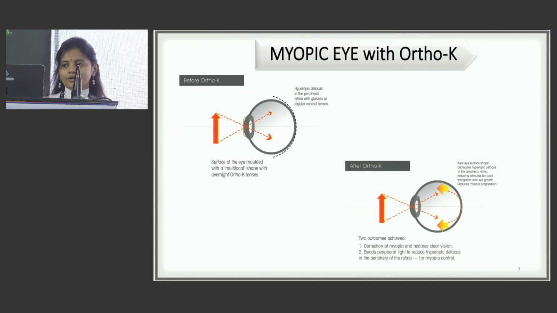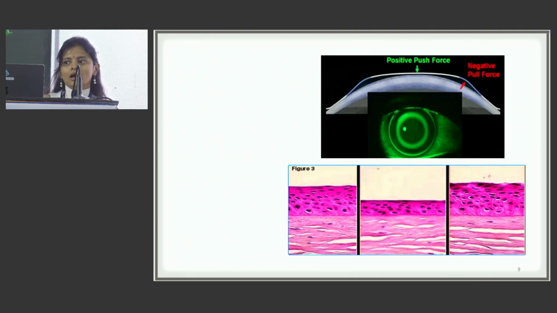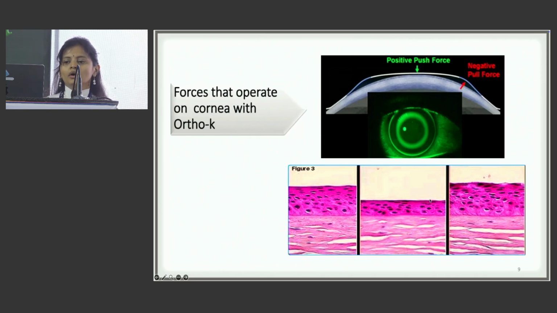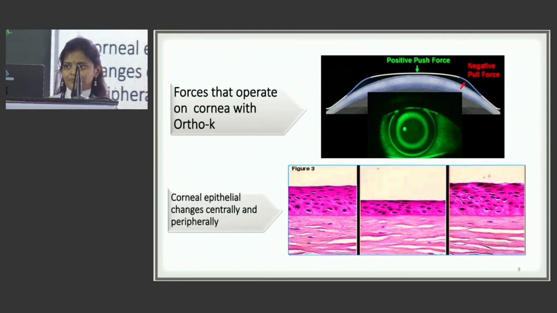I think Dr. Nina already spoke about how these lenses correct the peripheral hyperopic defocus. Ortho-K works also the same way that DIMS does. What the contact lenses actually do is push the surface of the cornea, and then it thins out the central part of the cornea, the epithelium thins out, and in the periphery, the epithelium thickens. So this is how the ortho-K lenses work.